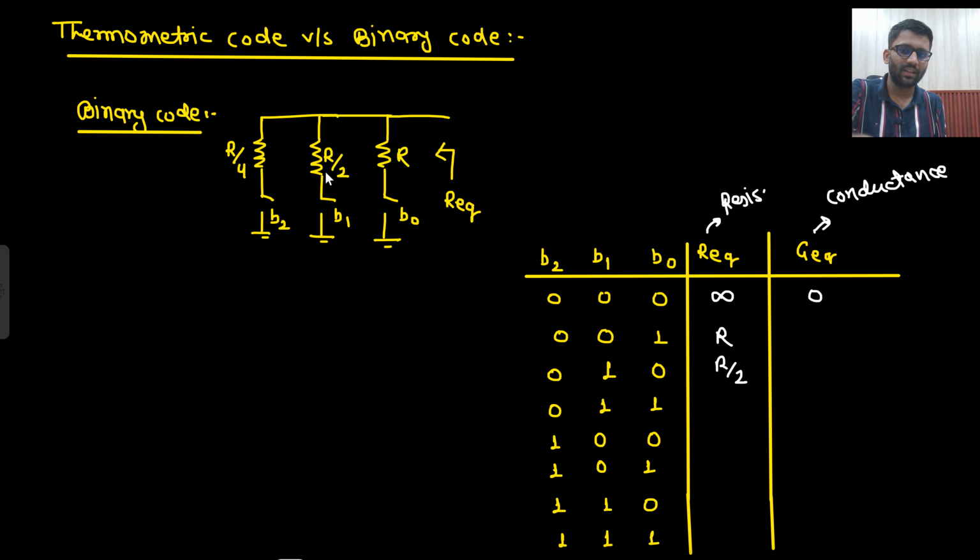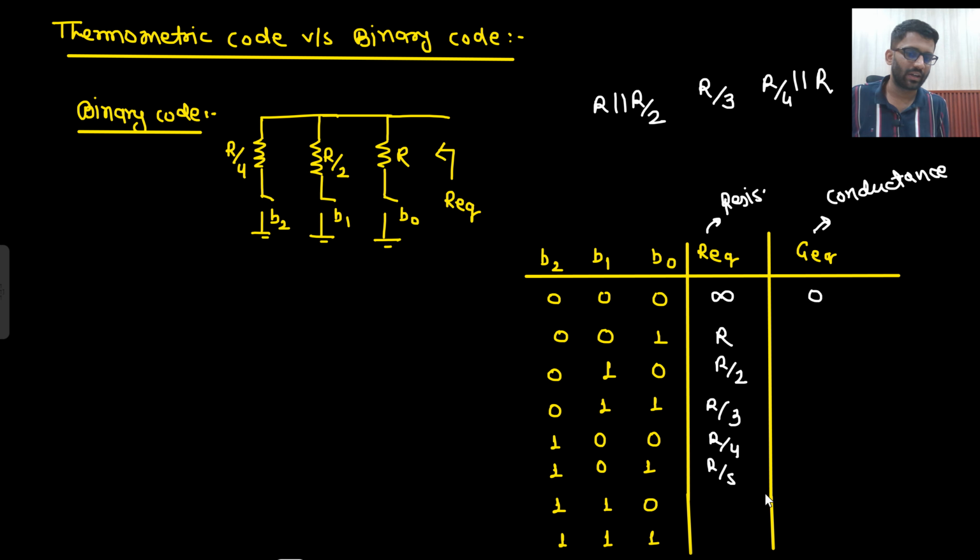Now decimal equivalent 3. So if both are on, what will you get? R parallel with R by 2, which is equivalent to R by 3. So R by 3. 1, 0, 0. Next you will get R by 4. 1, 0, 1. Next you are going to get R by 5. Basically R by 4 will come in parallel to R. What are you going to get? R by 5. Here you are going to get R by 6. And if all come in parallel, you are going to get R by 7.